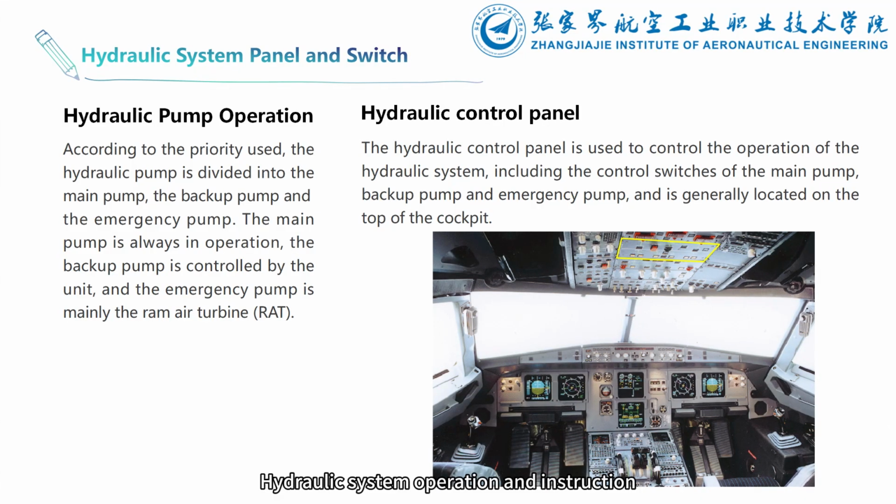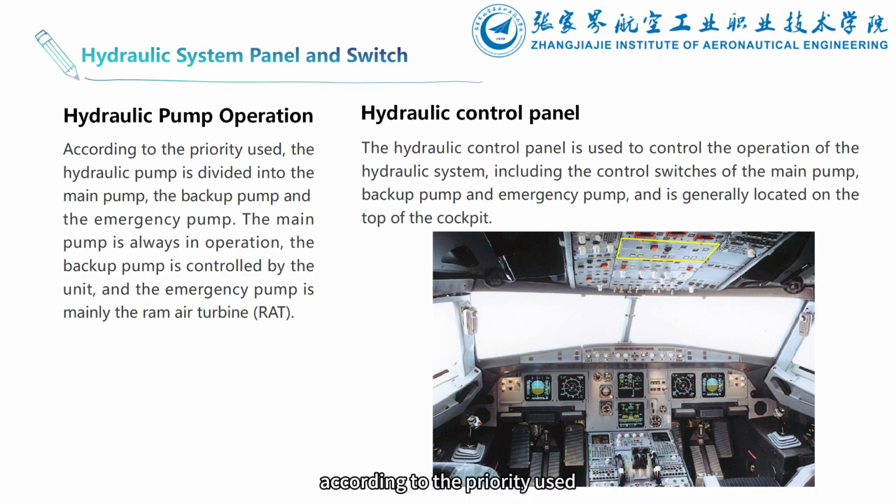Hydraulic system operation and indication. The crew or maintenance personnel can control the work of the corresponding hydraulic system through the cockpit hydraulic panel. Sensors and switches in the system detect the operating status of the system, are used for cockpit indications, and warn when the system is operating abnormally.